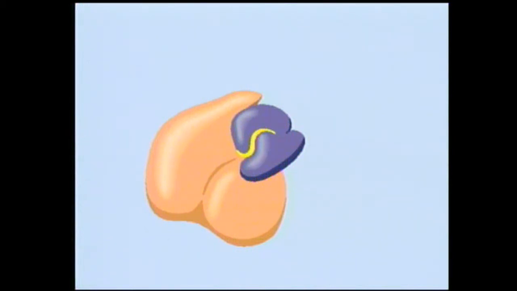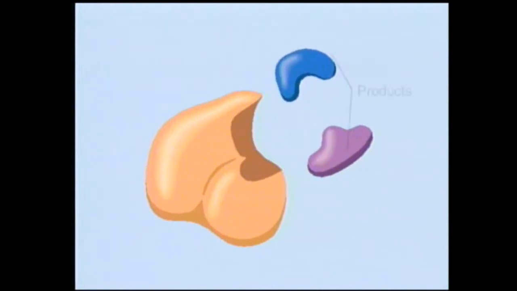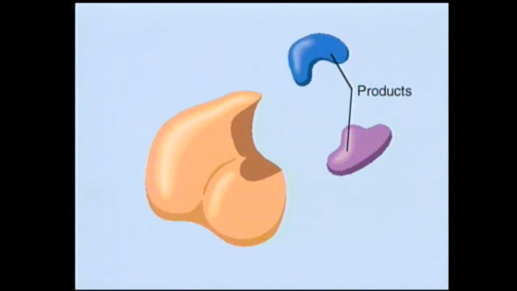A slight change in the shape of the substrate weakens a chemical bond. The weak bond is easily broken, splitting the substrate into two pieces. The pieces, now referred to as products, detach from the enzyme.